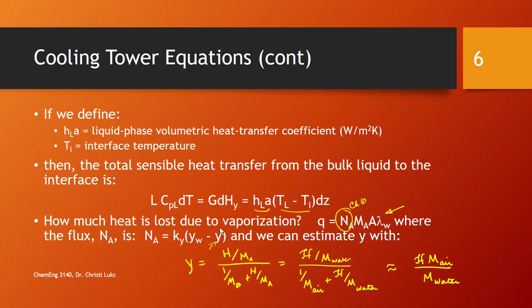And we can calculate how much heat is lost due to vaporization by figuring out the flux, the movement of the water from one phase to the other, the molecular weight of the water, the surface area, and the heat of vaporization. Now notice this brings chapter 6 back into the game, and so we have our Fick's law expression here. And we can use this then to estimate y related to the humidity.